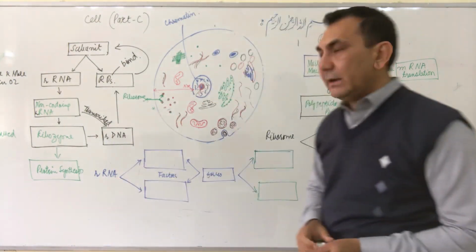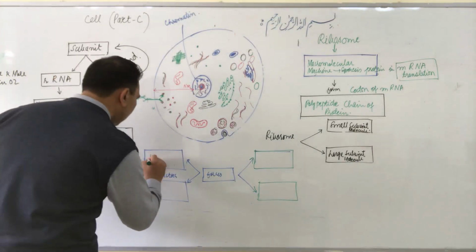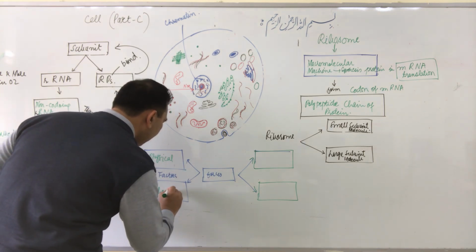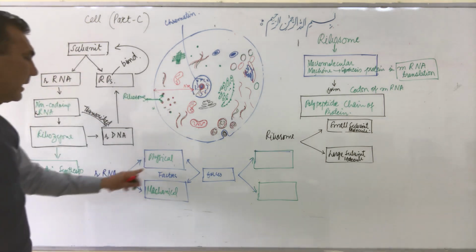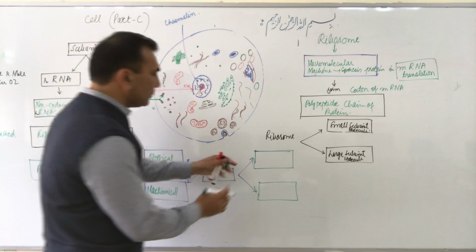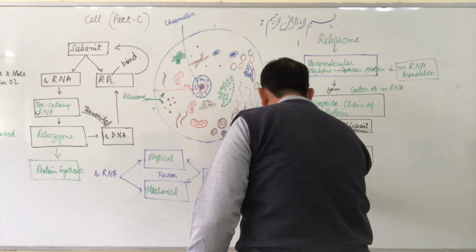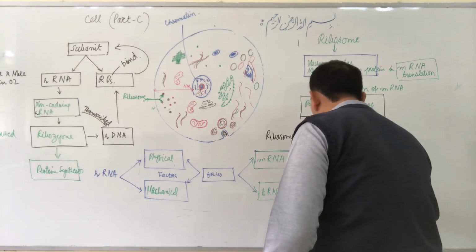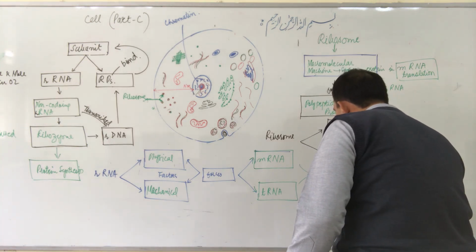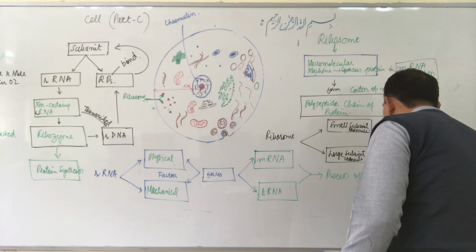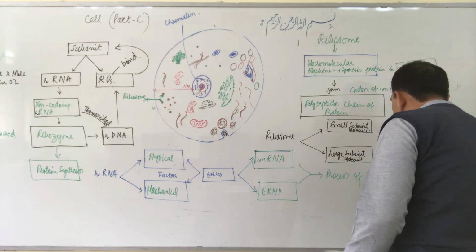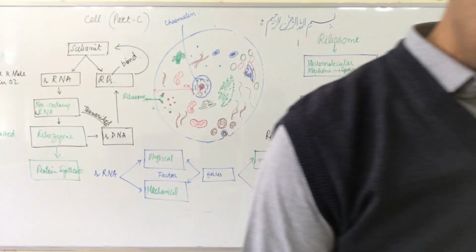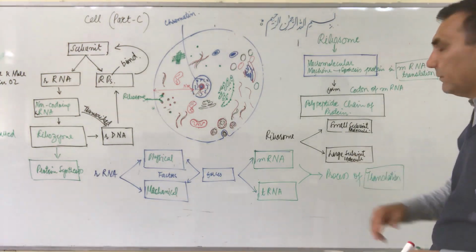Now this ribosomal RNA is actually the physical and mechanical factor which forces the messenger RNA and the transfer RNA together to complete the process of translation.